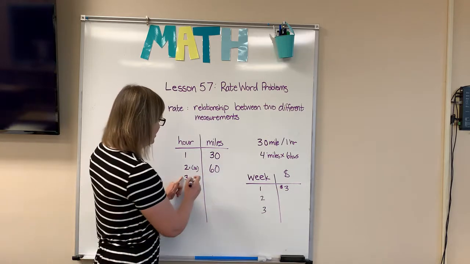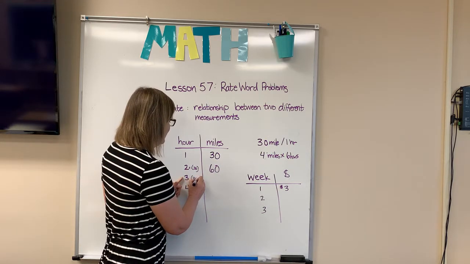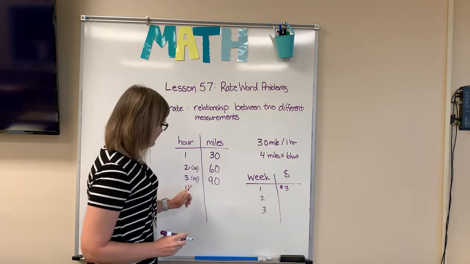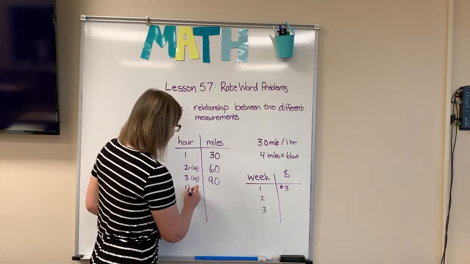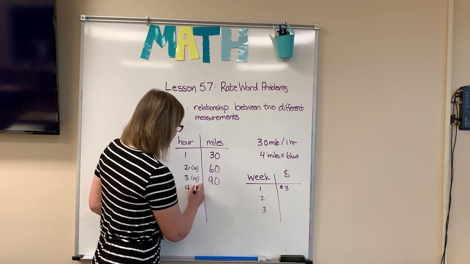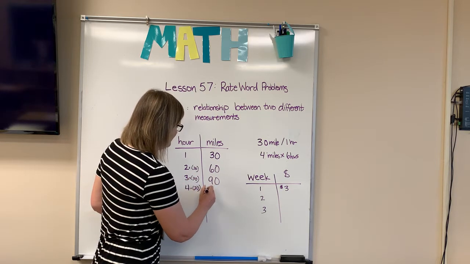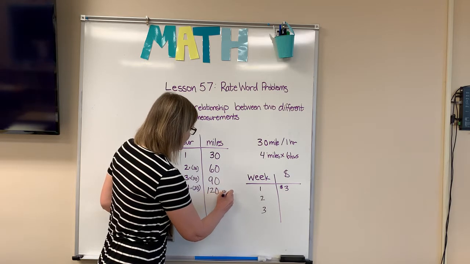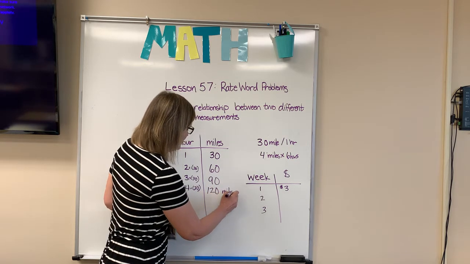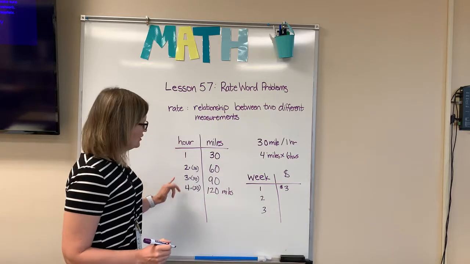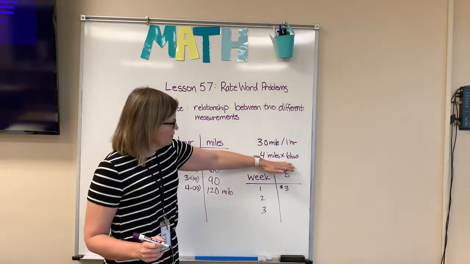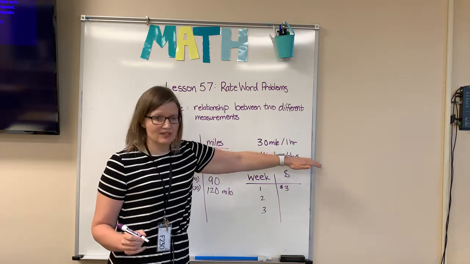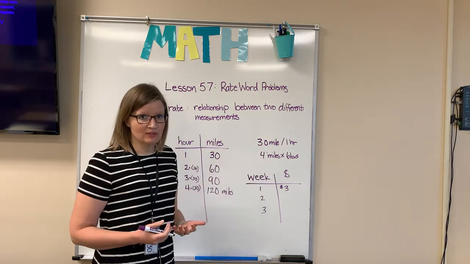Our third hour, we would say 3 times 30, and there would be 90 miles. And in 4 hours, we would just say 4 times 30, and that gives us 120 miles. And so we can make a chart, or we can create a formula. 30 miles times 6 hours gives us how far they've traveled.